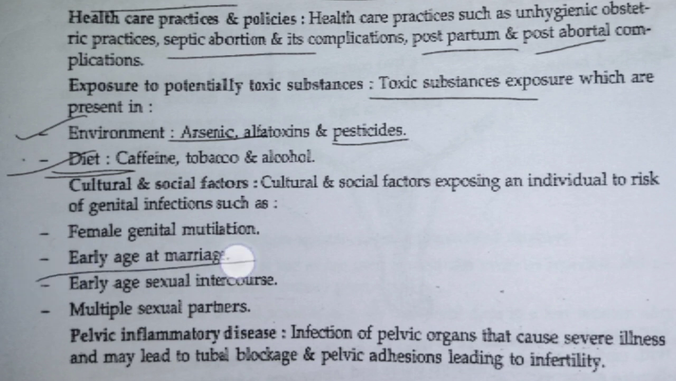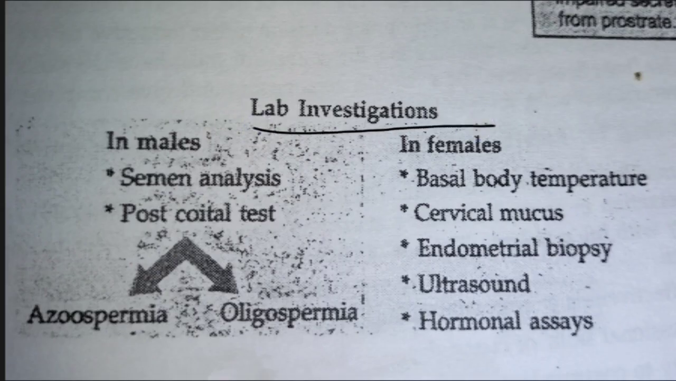And if a child is forced into marriage, early age marriage, and forced into sexual activities, with multiple sex partners, and if she has any problem in her genital system, all this can also postpone pregnancy. And if there is any pelvic inflammatory disease, like any injury, inflammation, damage, or any kind of illness in the organs related to the pelvic or reproductive system, then that can delay conception. Lab investigation: for male we have different tests, for female we have different ones.